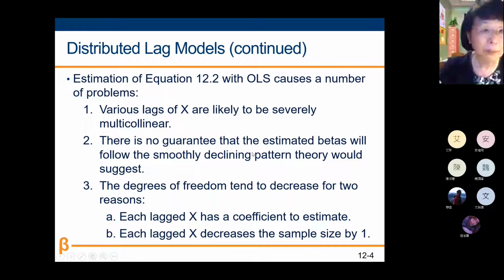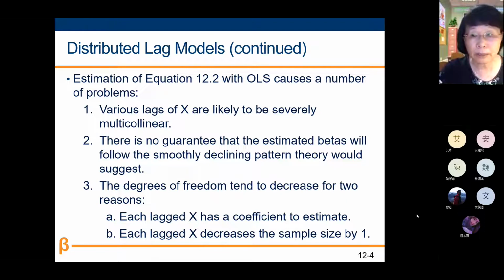There are three problems with this distributed lag model. The first one is the multicollinearity problem. Because of the multicollinearity problem, there's no guarantee that the estimated betas will follow a smoothly declining pattern as the theory expected. The third one is that the degrees of freedom tend to decrease from two sides.